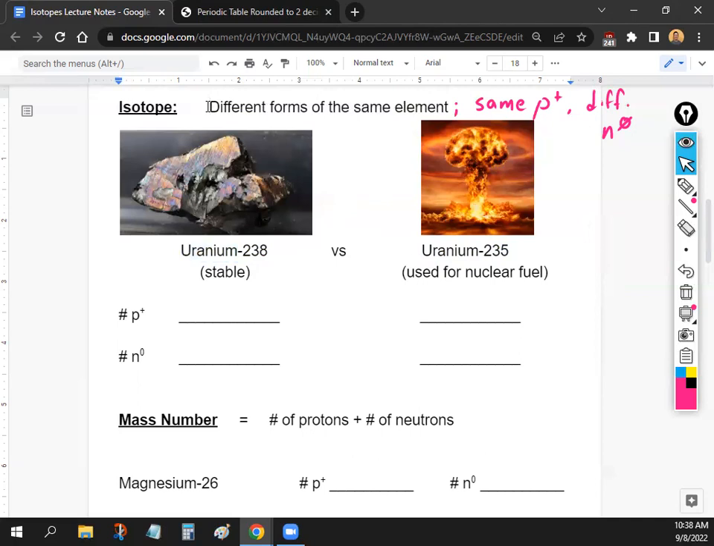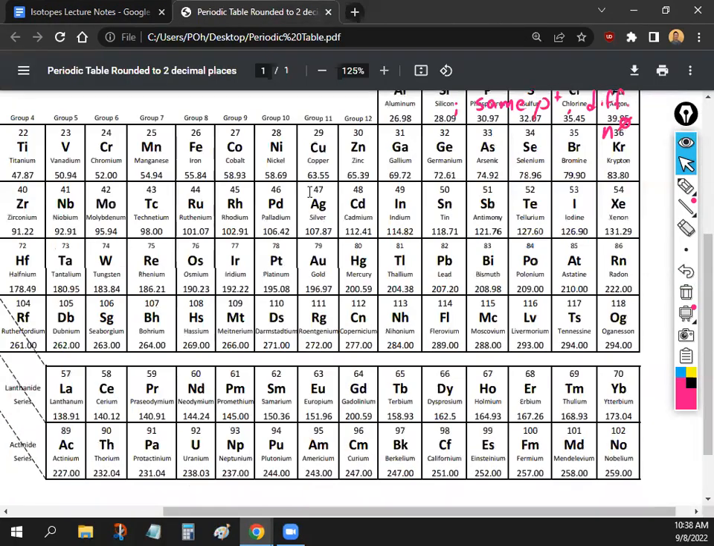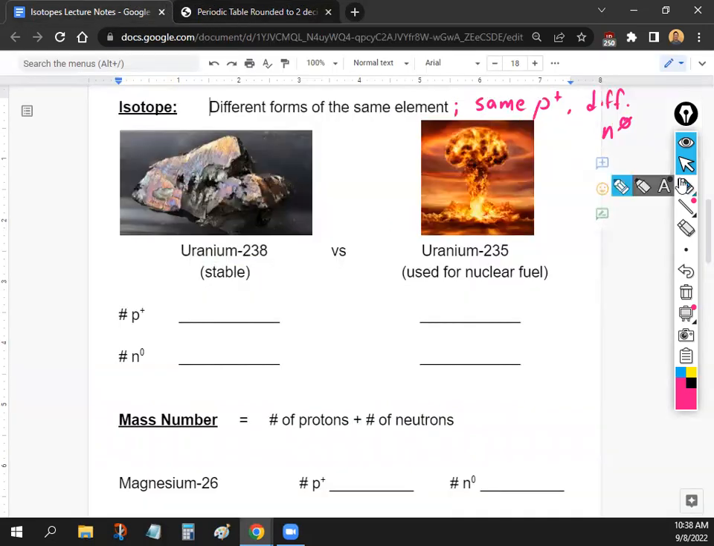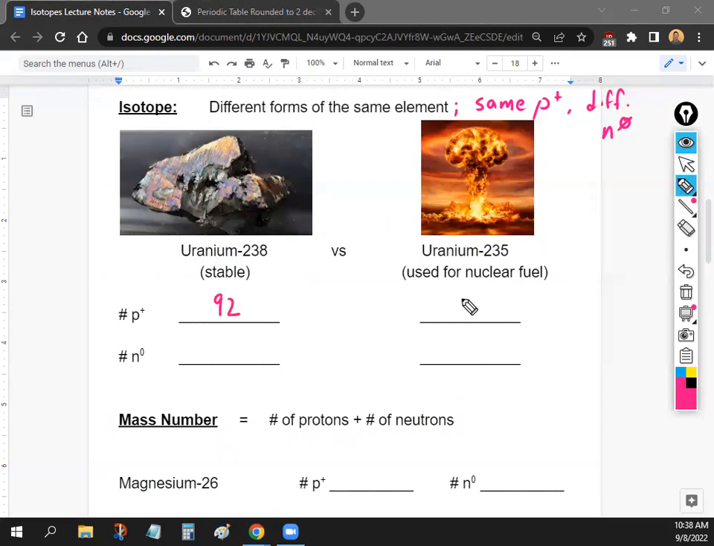So I want you guys to find uranium on the periodic table. It's going to be on the very bottom. And if you find it, can you shout out how many protons there are? Yeah, 92. You go to the very bottom of the periodic table. Uranium has the number 92. So both uranium-238 and 235 have 92 protons. So write that down for me on your notes. Okay, uranium-235 has 92 protons. Uranium-238 has 92, and 235 also has 92.